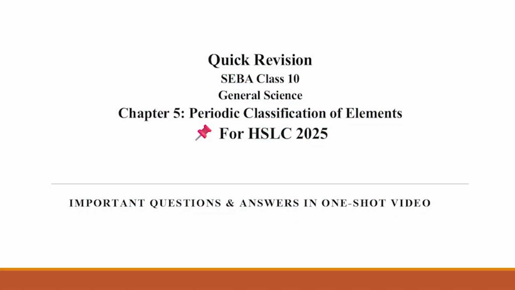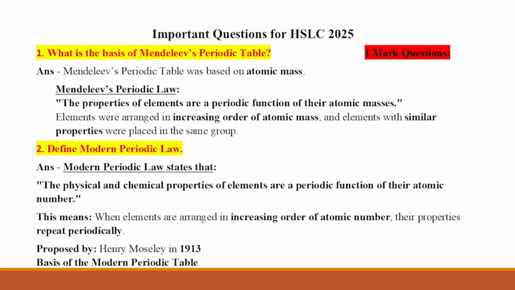Quick revision. SEBA Class 10. General Science. Chapter 5. Periodic Classification of Elements. For HSLC 2025. Important questions and answers in one short video. Important questions for HSLC 2025.